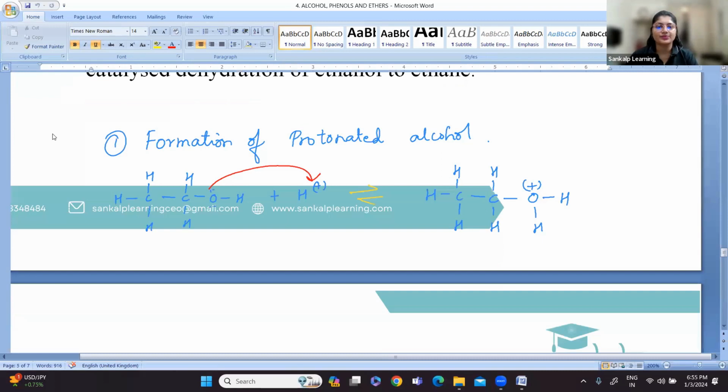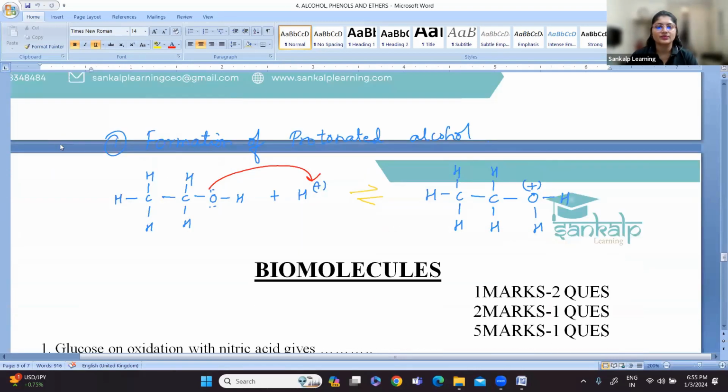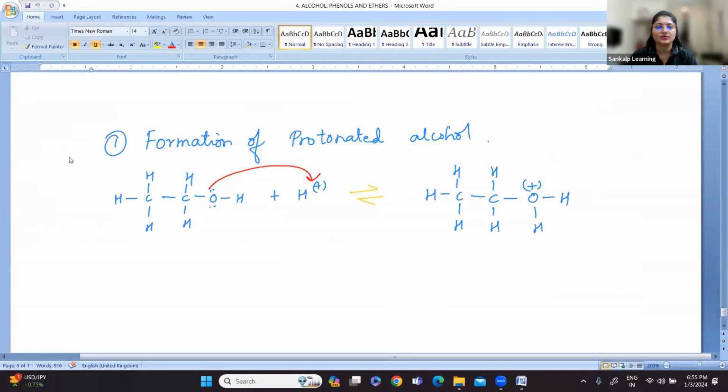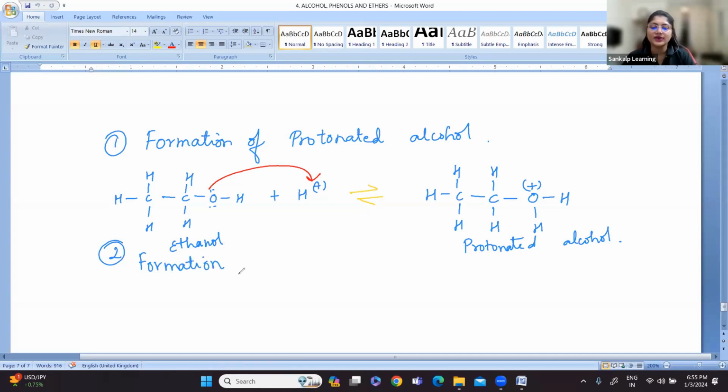Okay, so this is our first step. Now, second step is what? Yes, students, what is the second step? So what is happening here? So ethanol is converted into protonated alcohol. Okay. Now, second step is what? Formation of carbocation. Second step is, so you have to write like this, and you have to explain it in one line. Formation of carbocation.